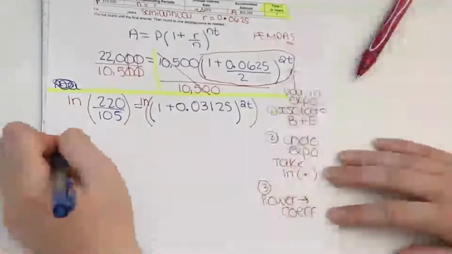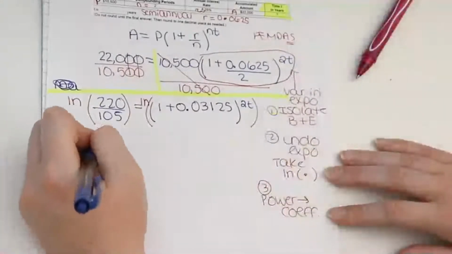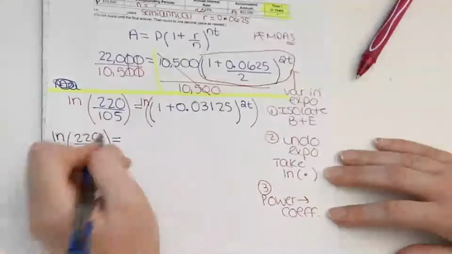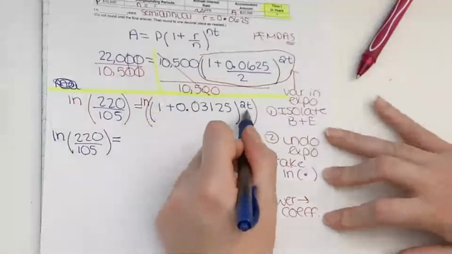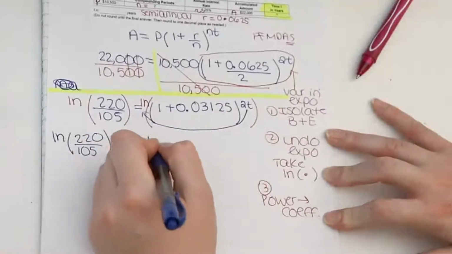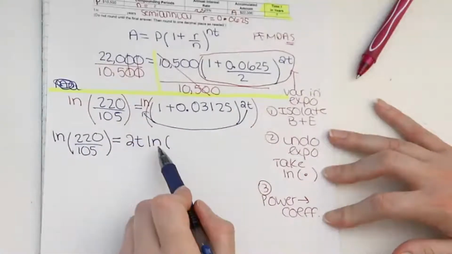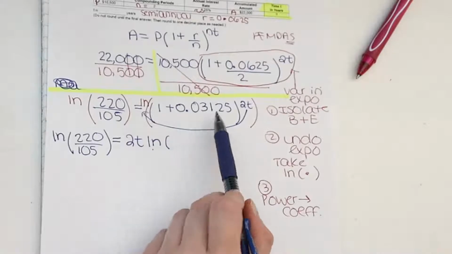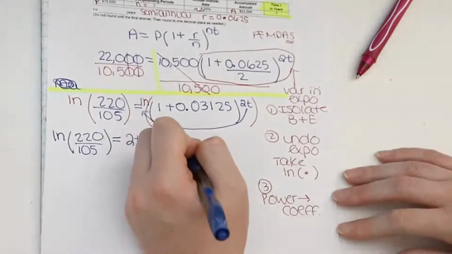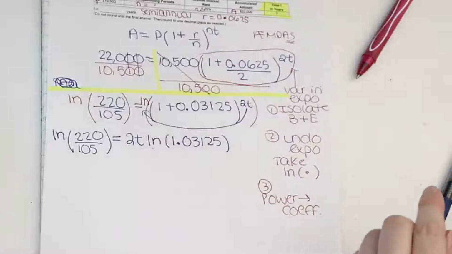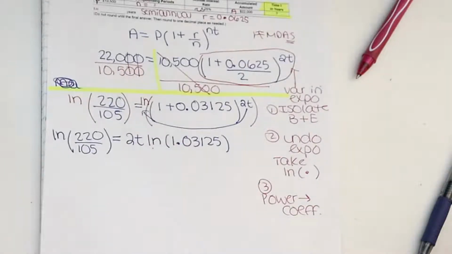So this is going to become the natural log of 2200 over 105 equals, and then this power of 2t is going to come down in front. So it will be 2t natural log, and then you'll add the 1 plus 0.03125 to get to this. Okay. Are there any questions about that?